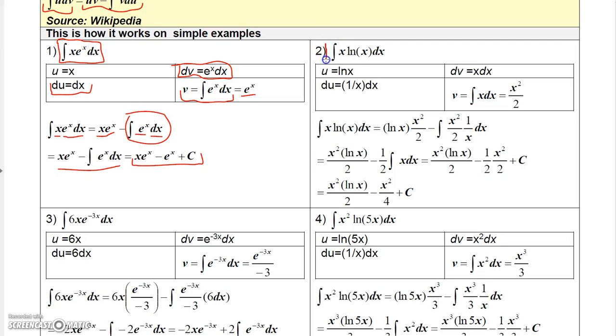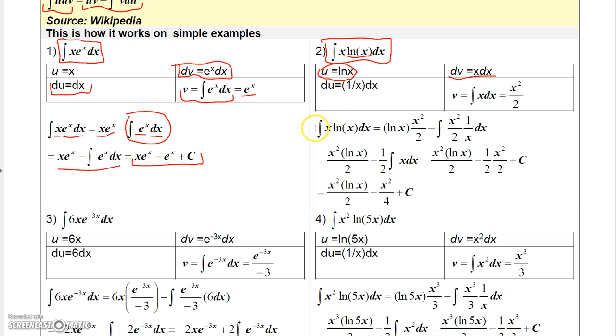Okay, that was so much fun. Let's try another one. x times natural log of x dx. Now in this one, I'm going to let u equal the natural log. The reason is that, remember, whatever portion of this you let be dv, you've got to integrate it. And I don't really know how to integrate natural log, so I don't want it to be involved in the dv. So I'm going to let it be the u. Then the rest of this, x dx, must be the dv.